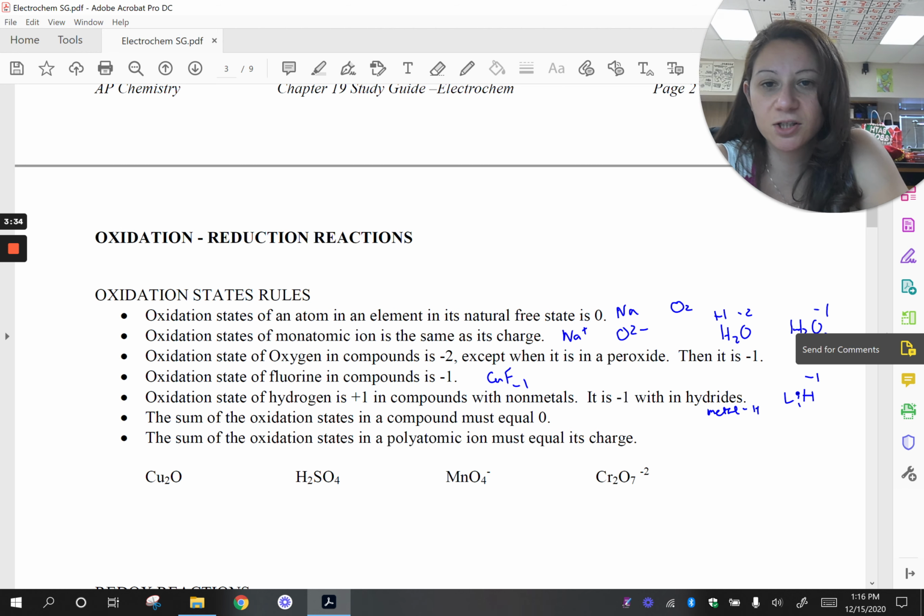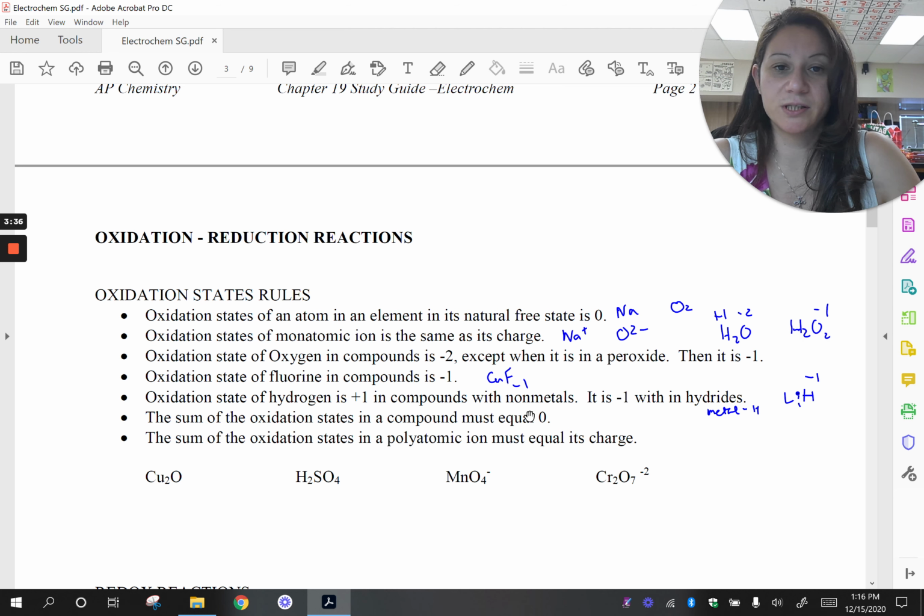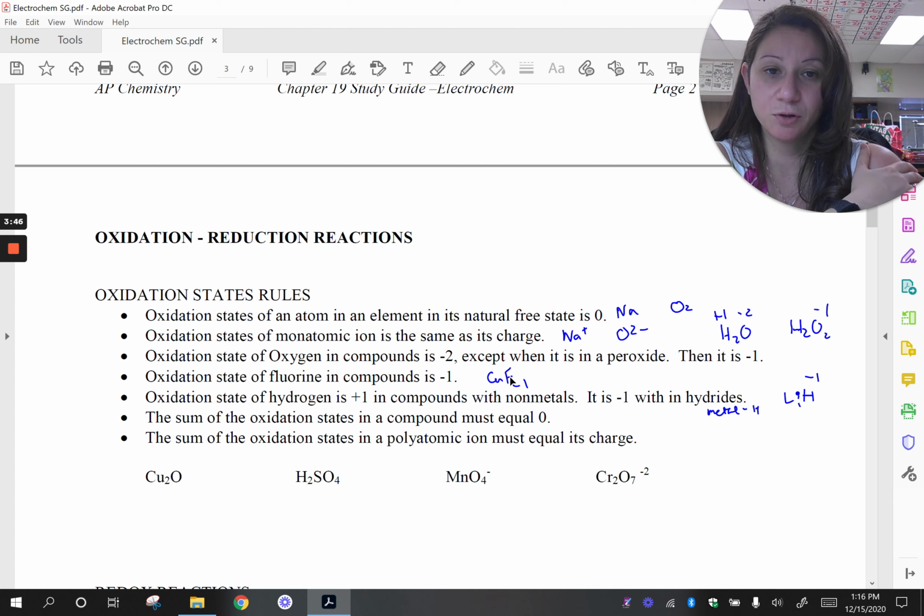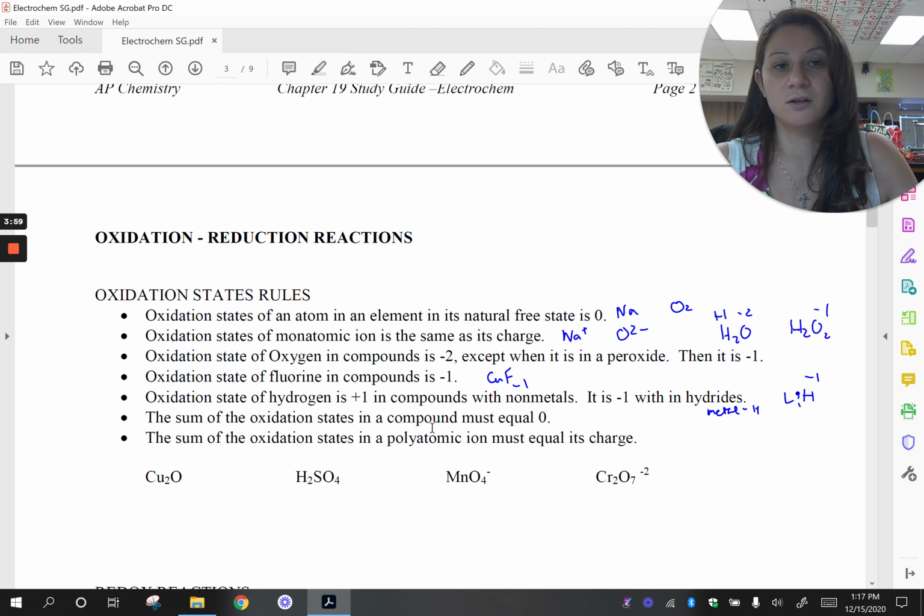The sum of the oxidation states in a compound must equal 0. So if I were to add up the oxidation state of that copper and the oxidation state of that fluoride together, they should equal 0. Same thing with the water. If I add up the oxidation state for 2 of those hydrogens and 1 oxygen, then it should equal 0. So if it's a neutral compound, then when you add up the oxidation states of each of the different atoms in there, it should equal 0.